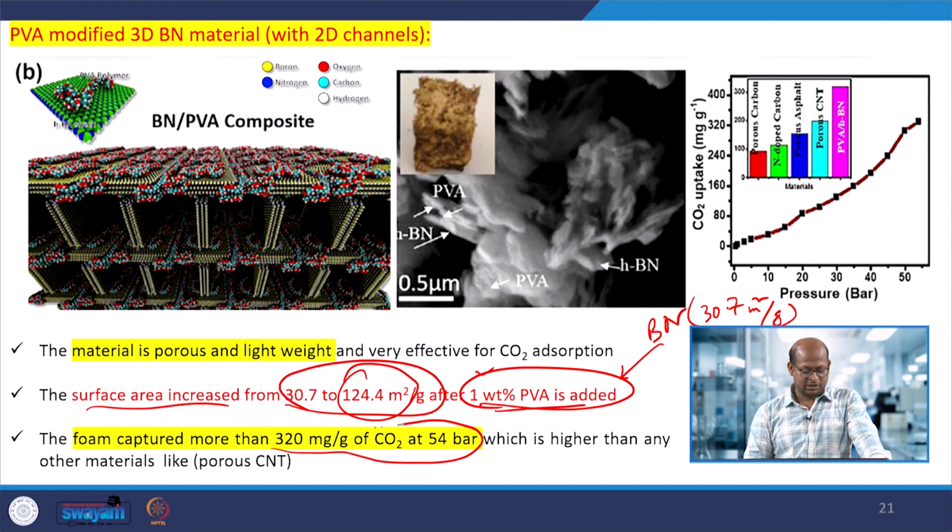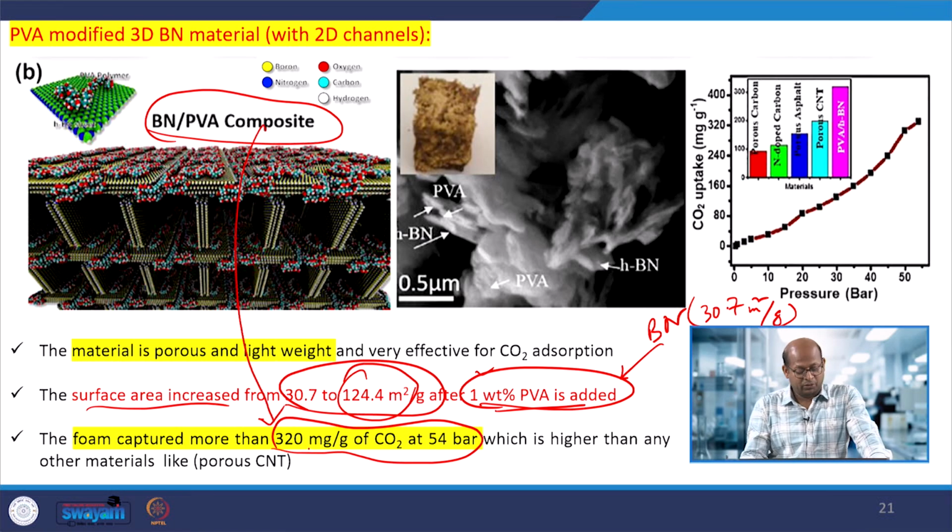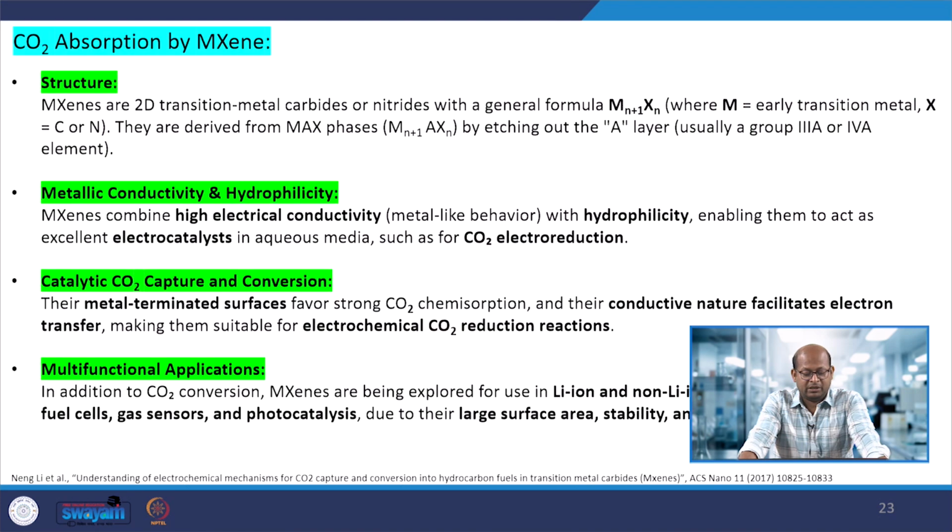Here it has been observed that this boron nitride PVA modified composite can absorb 320 milligrams of CO2 per gram of that material at 52 bars. So that is a very good quantity that the material can absorb.